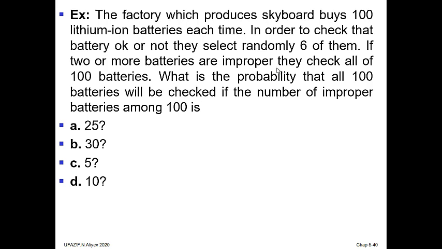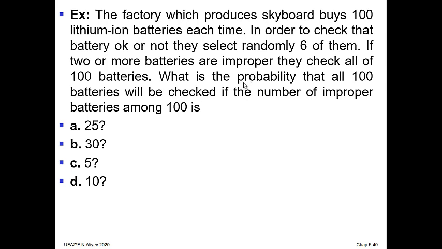So in order to check and trust whether all 100 batteries work or not, they randomly select 6 of them. There is a rule here. If 2 or more of them are improper, they will check all 100 batteries. If the improper batteries are fewer than 2, that is 1 or 0 out of 6, they will not check all the 100 batteries. Maybe this is an accepted situation for them.